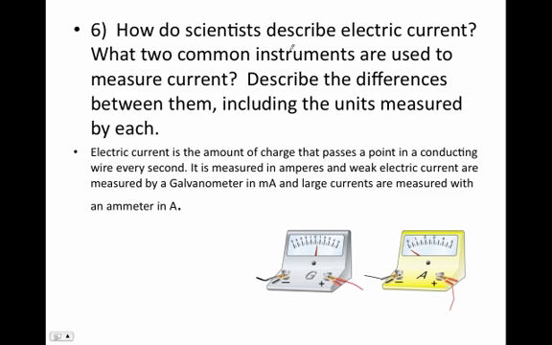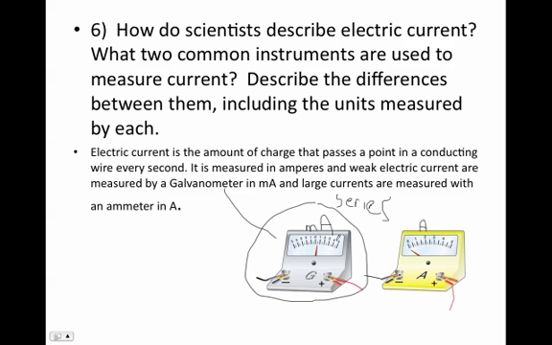How do scientists describe electrical current and what two common instruments are used to measure it? Here are the two common instruments, and they're always hooked up in series, or as part of the circuit. In series. This one's called a galvanometer. It measures weak electrical current, usually in milliamps. And this one is called an ammeter. So here's the galvanometer. And this is an ammeter and it's in amps, capital A for amps.